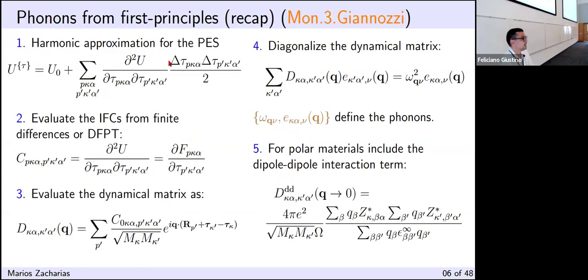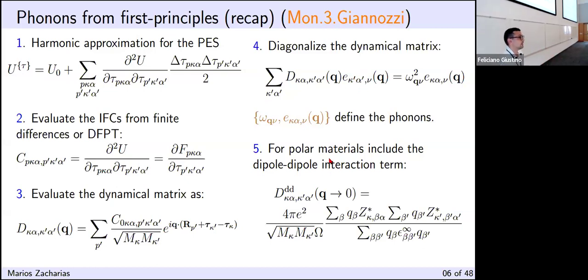Phonons were introduced by Professor Giannozzi in Monday's lecture, so today I'm just giving a very quick recap. We have the potential energy surface expanded up to second order, and we want to evaluate the interatomic force constants, which are essentially the derivatives of the Hellmann-Feynman forces with respect to atomic displacements. For evaluating the dynamical matrix at every q point, the phonon wave vector, we need to do a Fourier transformation. We evaluate the dynamical matrix using this equation. Here, M represents the masses of the atoms. Then we can diagonalize the dynamical matrix and obtain the phonon frequencies and the phonon polarization vectors.